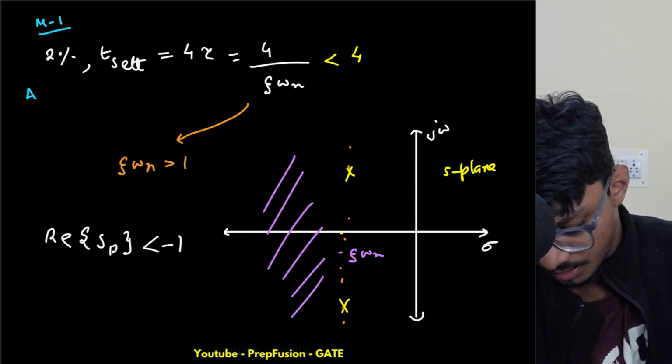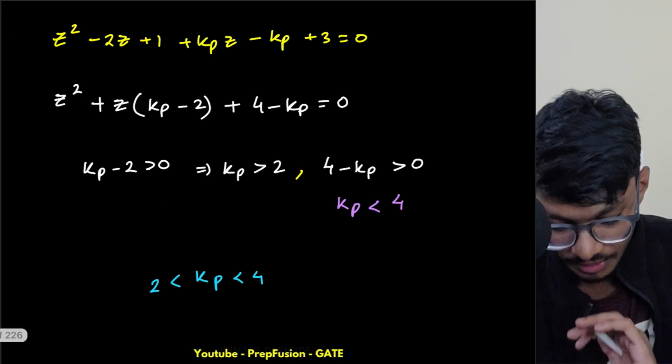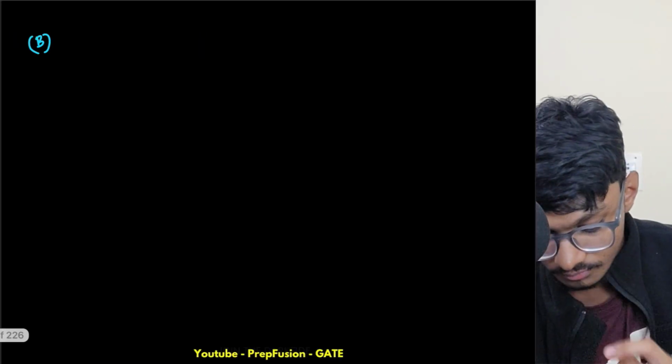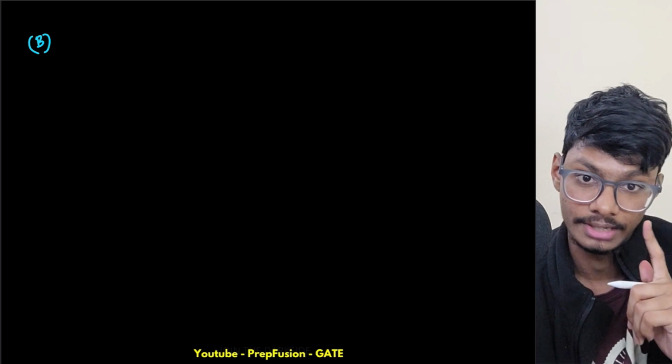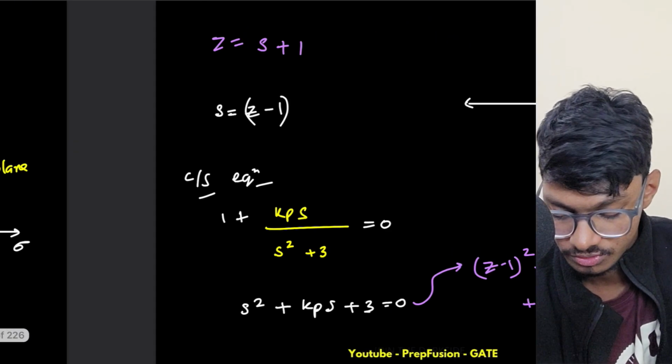Okay, method 1 part A. Now how to solve the B part? For B part, you don't need to do any intensive calculation, you can easily do this, right? Again I will use the characteristic equation, but this time I will use the characteristic equation of the S plane, because this time I don't have to use the relative stability.